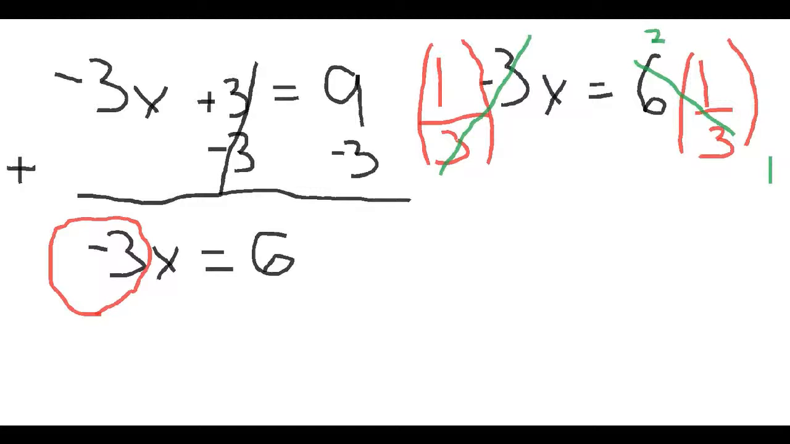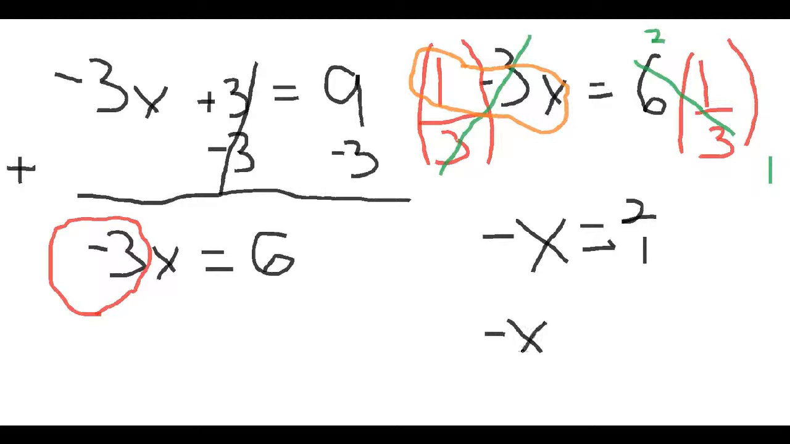But we have to be very careful here, because this negative and this x didn't disappear. So we have to keep that in mind when we write it down, that it's going to be minus x equals 2 over 1, or equals 2. Did you see that? We didn't forget about the negative that was in here.